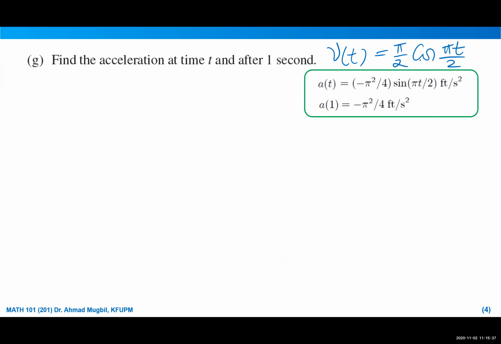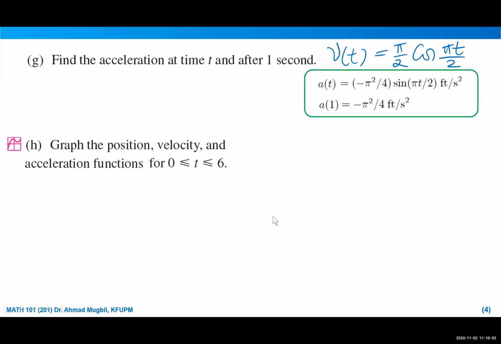If you differentiate this, the derivative of cosine is a negative sign, and you will multiply again by pi over 2. So it will be negative pi squared over 4 times sine pi t over 2. When t is 1, it will be sine pi over 2, and sine pi over 2 is 1. So it will be negative pi squared over 4. So easy, this one.